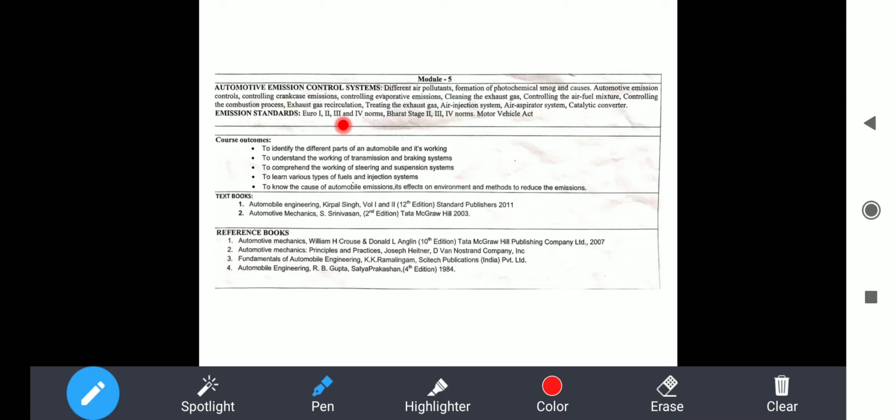Now today in this class we are going to discuss cleaning the exhaust gas. Whatever exhaust gas is coming out, how to clean it, and how it can be reused. The next concept is controlling the air fuel mixture. Over here you can see in your syllabus: controlling air fuel mixture, controlling combustion processes, and exhaust gas recirculation. One, two, three, four concepts we are going to discuss in this class.